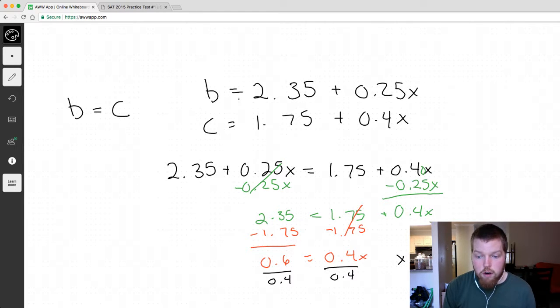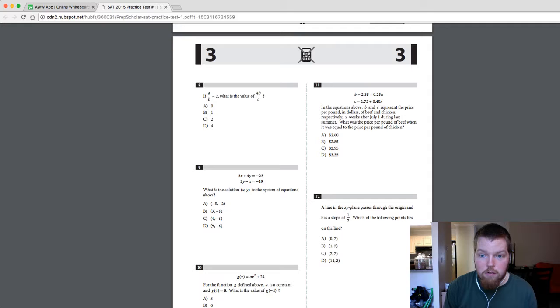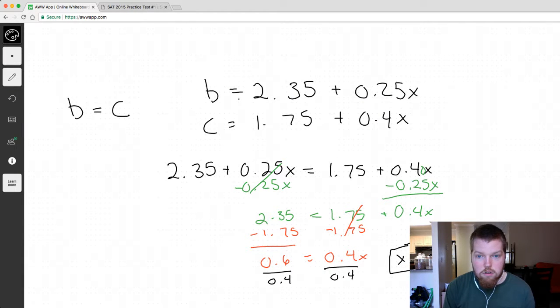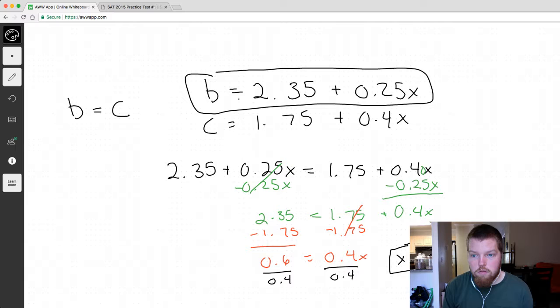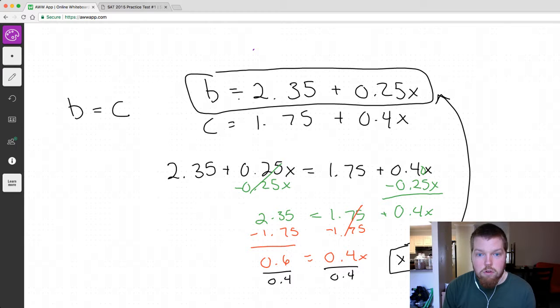So now we have solved for x. Are we done? I don't think so, because it says what was the price per pound of beef when it was equal to the price per pound of chicken. Our answer was 1.5, and none of these answers are that. So we need to plug x into the equation and solve for the price of beef. Let's substitute 1.5 in here. We'll get 2.35 plus 0.25 times 1.5, and that will give us the price of beef.